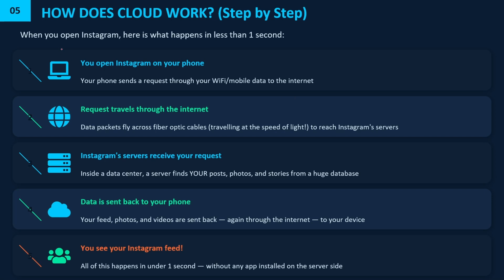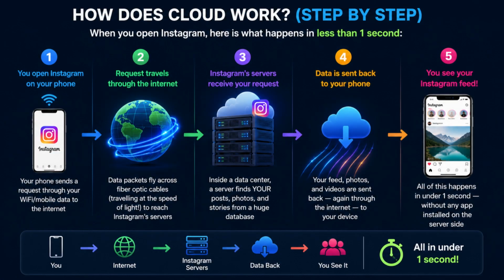When you open Instagram, for example, here is what happens in less than 1 second. When you click Instagram, your phone sends a request through your Wi-Fi or mobile data on the internet. The request travels through the internet, and data packets fly across fiber optic cables at the speed of light to reach the Instagram servers.